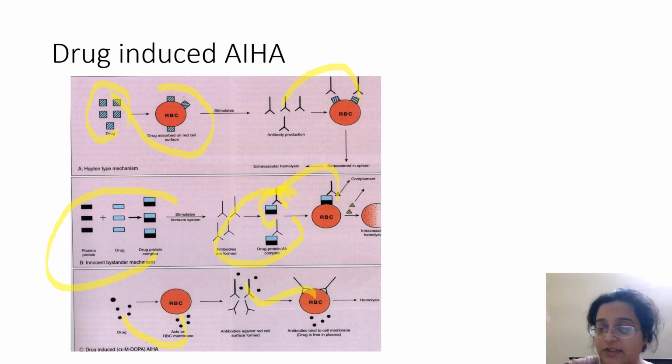Either the RBC was an innocent bystander, there was an autoimmune reaction occurring, and the RBC was the extra damage that occurred. Or the foreign antigen came and attached itself to the RBC, and then the antibody reacted. Or the antigen was in the body itself. It was a part protein which got attached to the RBC and became active, and then the antibody came and killed it. So these are the ways of hemolysis, especially the drug induced.